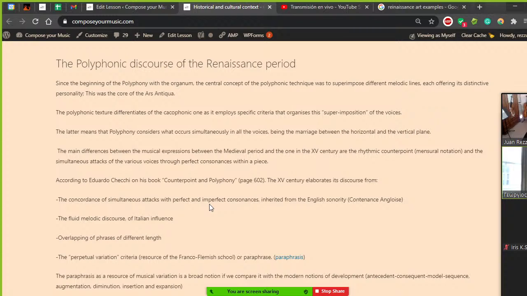Not cacophonic. What is cacophonic? Caco means bad, dissonance. If you don't have any criteria and you superimpose voices, you're going to have something cacophonic, something bad. Bad sounds. When you say cacophony, it's like when there are a lot of people talking over each other. Oh my God, this is a cacophony of people.